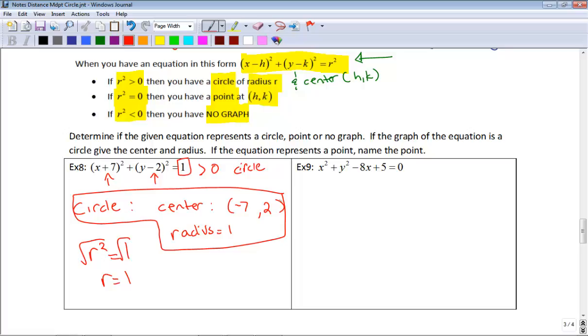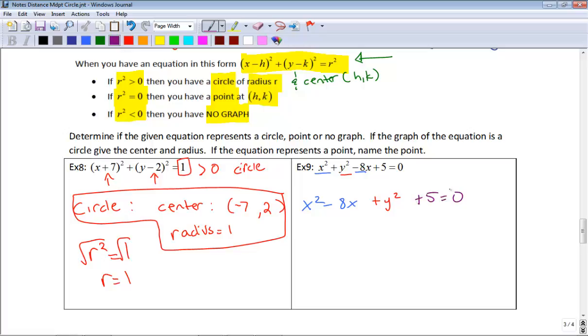Right, example 9. The problem with example 9 is that I am not in standard form. The way that I would get in standard form is to complete the square. Now we have x's and y's, so the very first thing we want to do is group. Here are my x terms, x squared minus 8x. Here is my y term, y squared. Here is my constant, plus 5 equals 0.